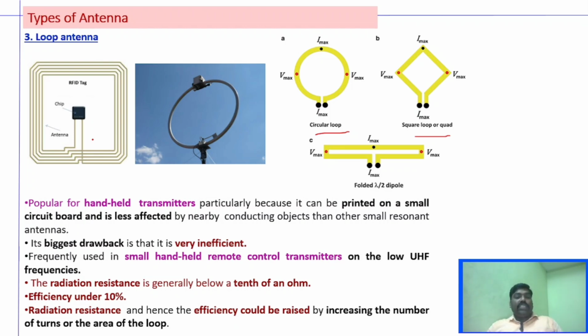The radiation resistance is generally below a tenth of an ohm, and the radiation resistance and hence the efficiency could be raised by increasing the number of turns. The radiation resistance and the efficiency can be increased by the number of turns. As you can see here, if we are able to increase the number of loops and the area of the loop, then we can increase the radiation resistance and the efficiency as well, right?